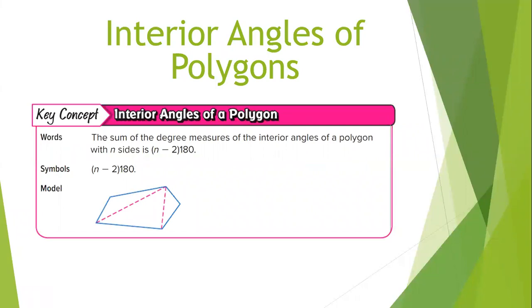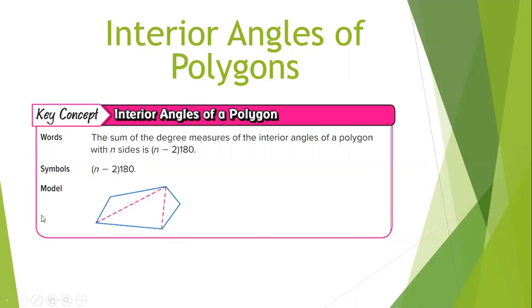To find the summation of the interior angles of a polygon, we need to use the formula (n minus 2) times 180. The shape here represents a pentagon, and we have learned earlier that the summation of all the interior angles of a triangle is 180.